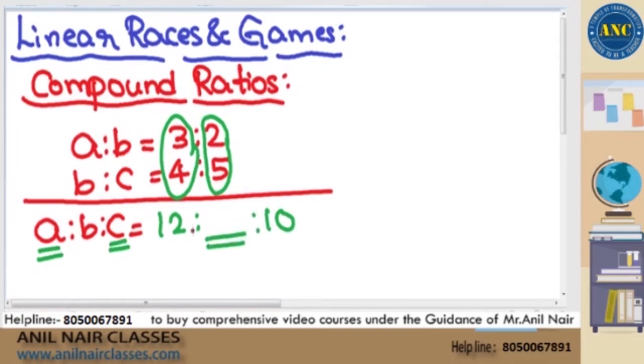This is nothing but A is to B. Compare with the original A is to B. In the original A is to B, the A value is 3, but here it is 12. 3 is becoming 12. What is the multiplying factor? 4. 3 into 4 is 12, so 2 also multiplies by 4. 2 into 4 is how much? It is 8. This is the concept which we will keep in mind to solve questions on linear races in some cases. I hope it is clear, sir.